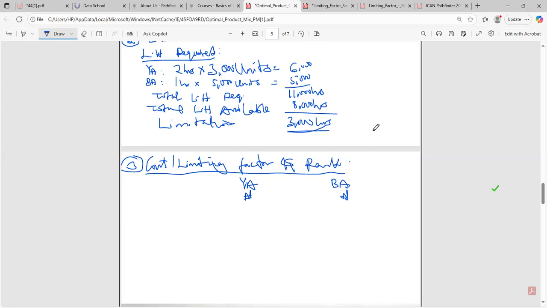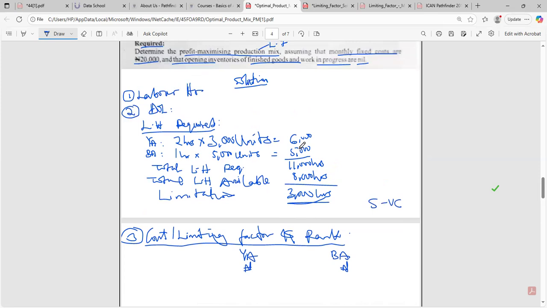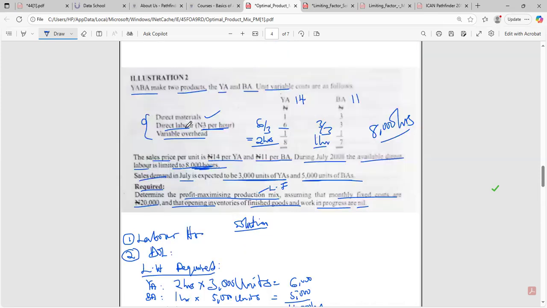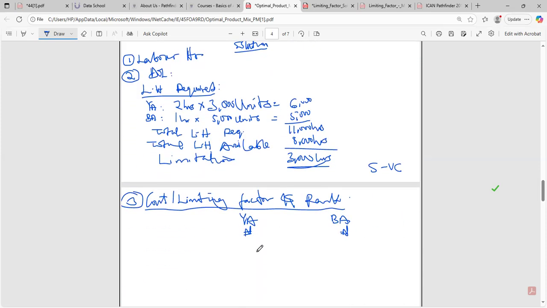So how do we get contribution? Sales minus variable cost. In this question, contribution was not given to us directly. But since we have our selling price, 14 naira and 11 naira, and we have our variable costs, direct material, direct labor, variable overhead, we can just directly subtract. So we have 14 and 11. We'll call it selling price.